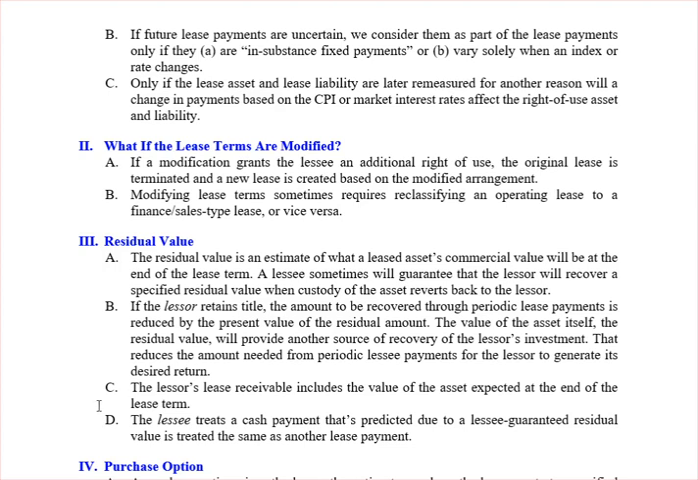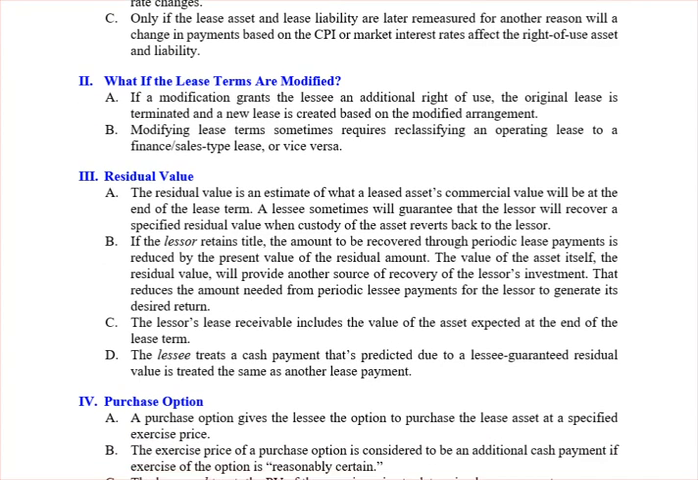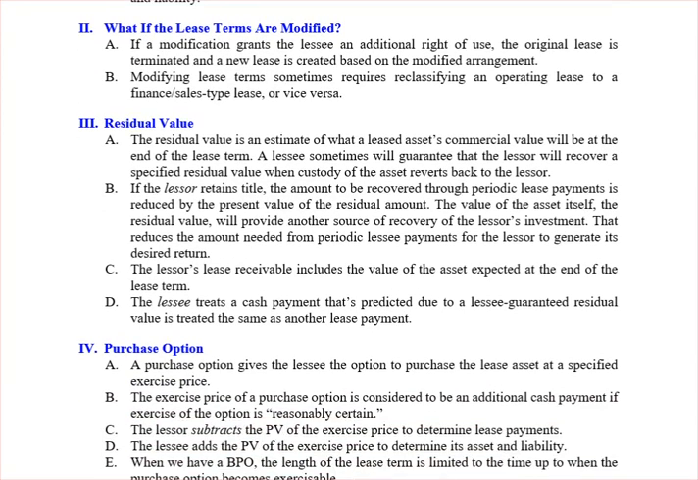It says here, the lessor's lease receivable includes the value of the asset expected at the end of the lease term. And then the lessee treats any cash payment that's predicted due to a guaranteed residual value as the same as if they had to make another payment. So for your purposes, know to use PV of 1 times residual value to come up with a value.